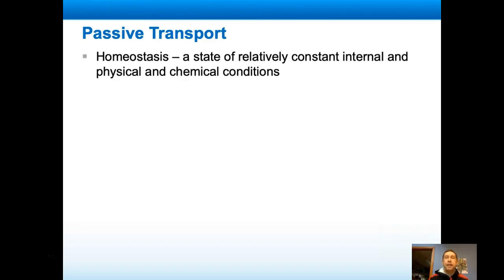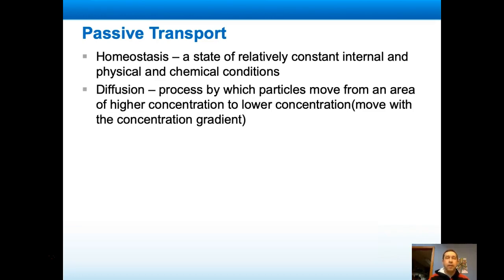So both active and passive transport are important for homeostasis, but passive transport more so. Homeostasis is a state of relatively constant internal and external physical and chemical conditions. So it keeps the conditions inside the cell, inside the living thing, where they need to be in order for the cell and for the organism to be healthy.